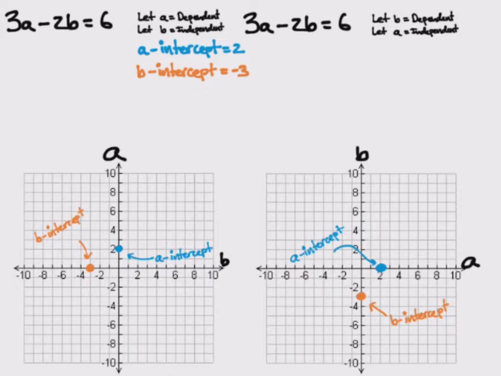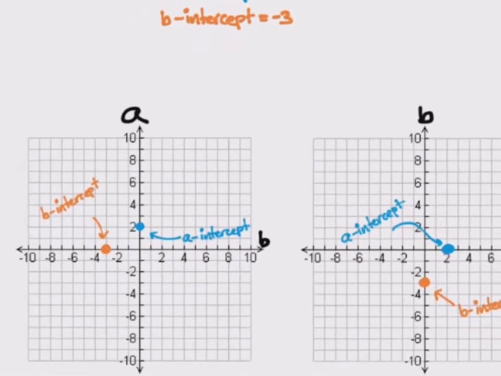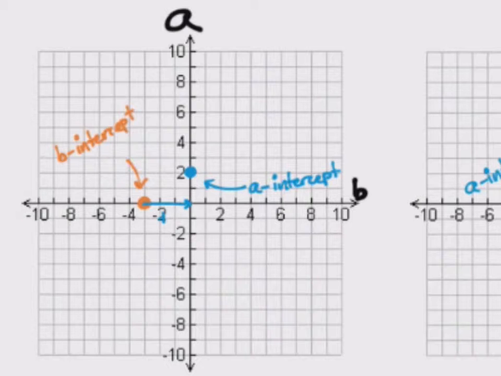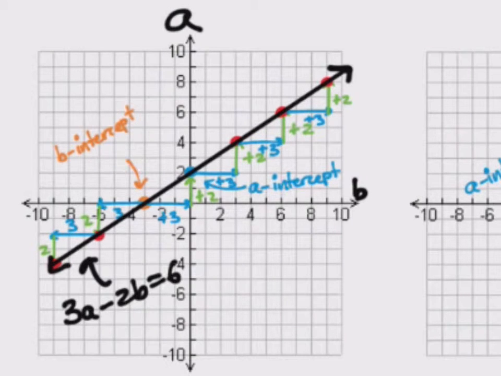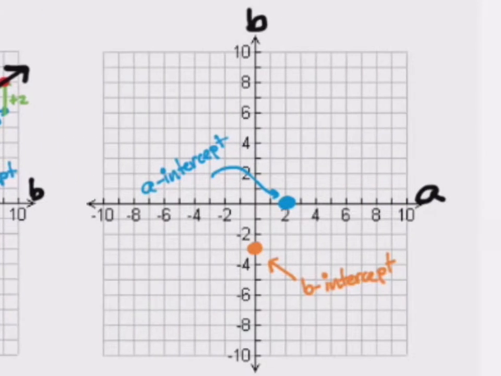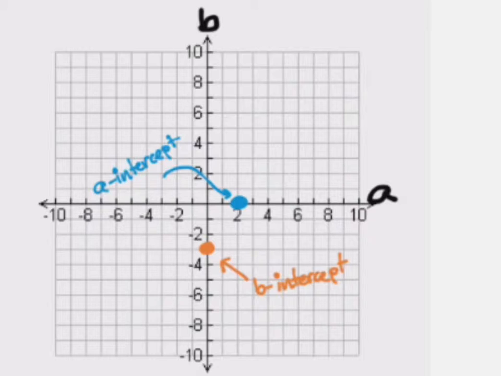So for instance, in our first one, where a is the dependent variable, it appears that every 3 units we move to the right, we move 2 units up. So let's go ahead and extrapolate that in both directions. And for our graph on the right, it appears that every 2 units we go to the right, we go 3 units up. So again, let's extrapolate in both directions.